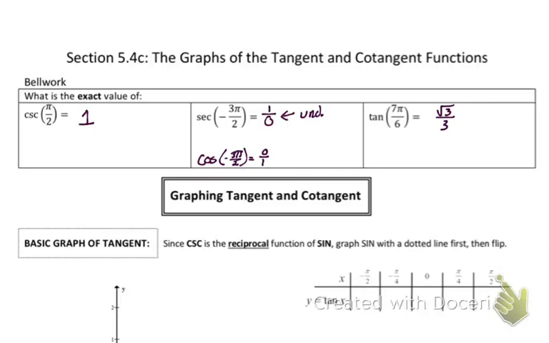Question on the goal. Isn't tangent cosine on the side? Tangent is sine over cosine. It's sine over cosine. That is sometimes hard to keep straight, but it's sine over cosine.